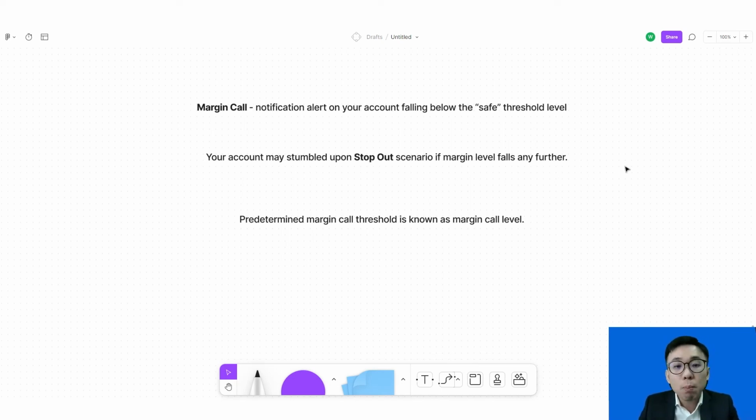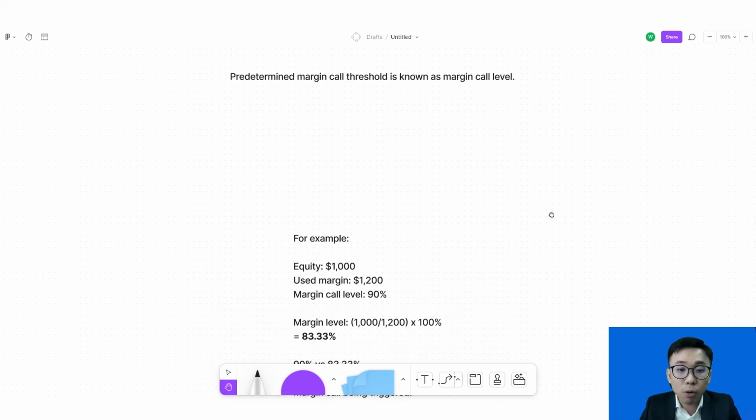Now, the predetermined margin call threshold or the safe threshold level that we explained earlier is also known as margin call level. Now, each broker has their own margin call level and it is being disclosed on their official website. So please make sure to check them out whenever you want to invest with a broker. So how do we actually compare our margin level with the margin call level? Now we're going to take a look at this example here.